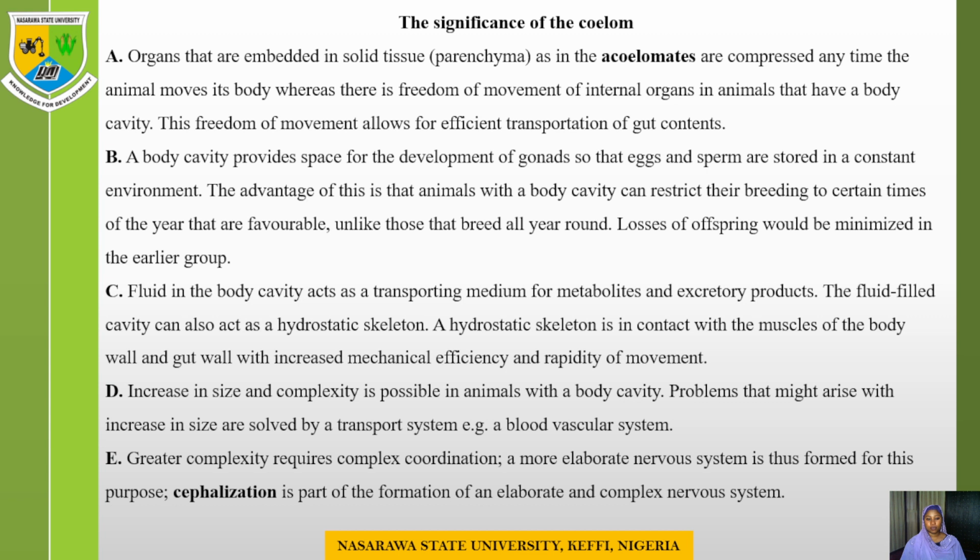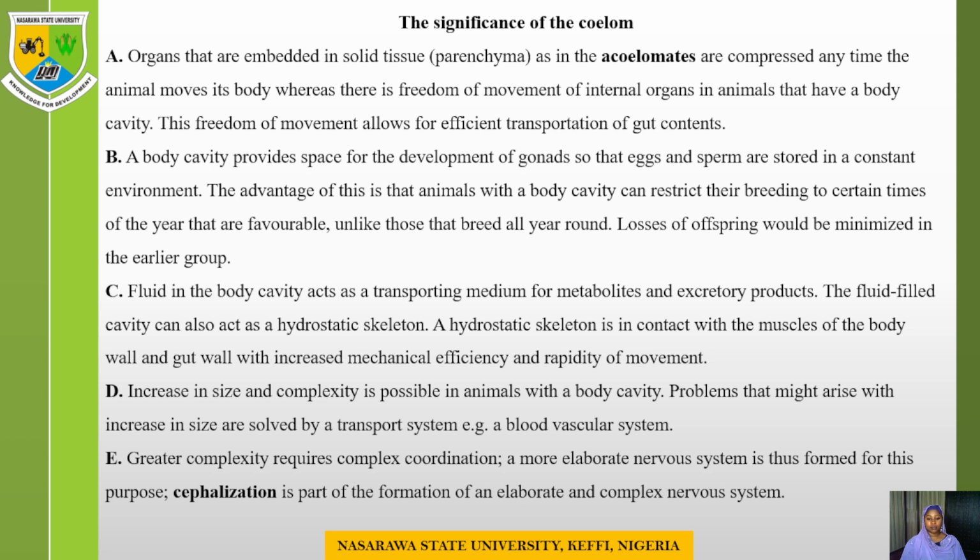This freedom of movement allows for efficient transportation of gut contents. A body cavity provides space for the development of gonads so that eggs and sperm are stored in a constant environment. The advantage of this is that animals with a body cavity can restrict their breeding to certain times of the year that are favorable, unlike those that breed all year round.